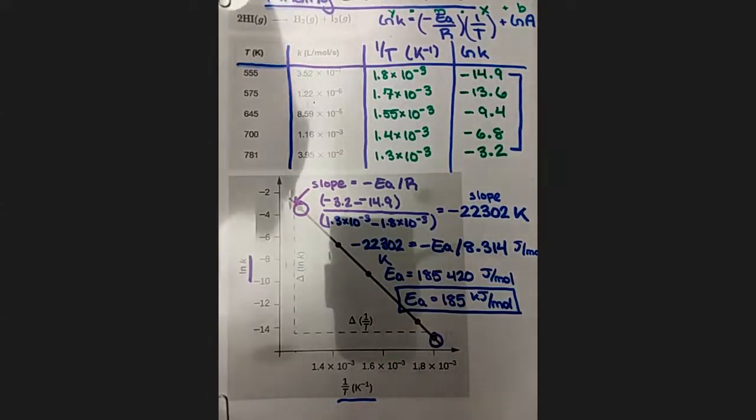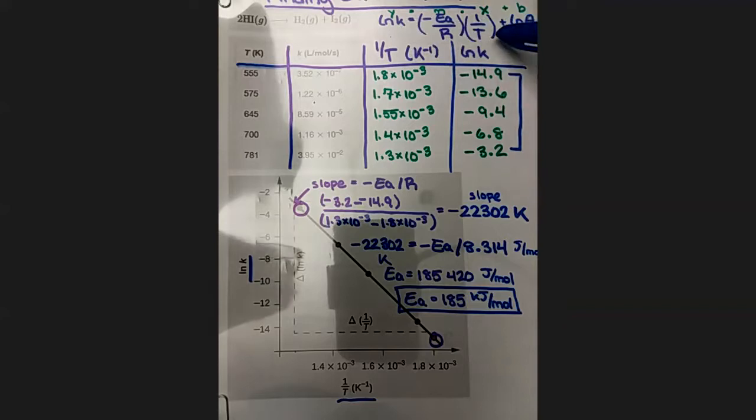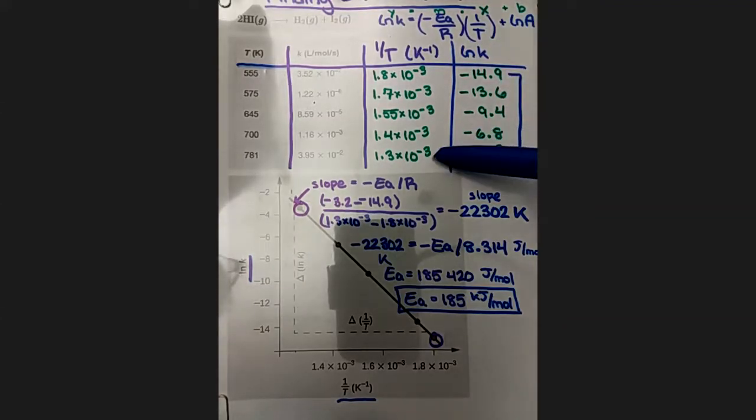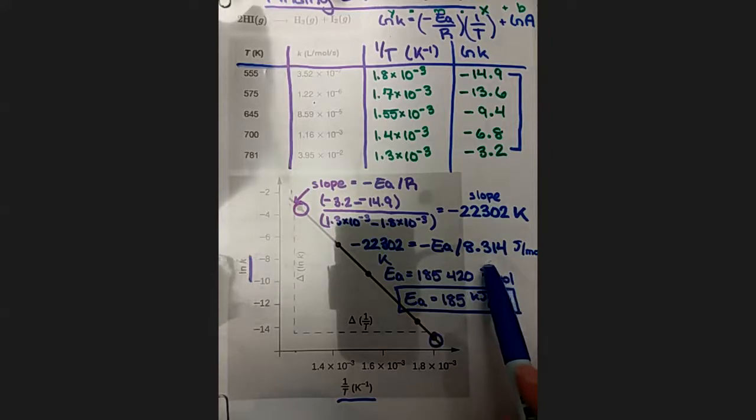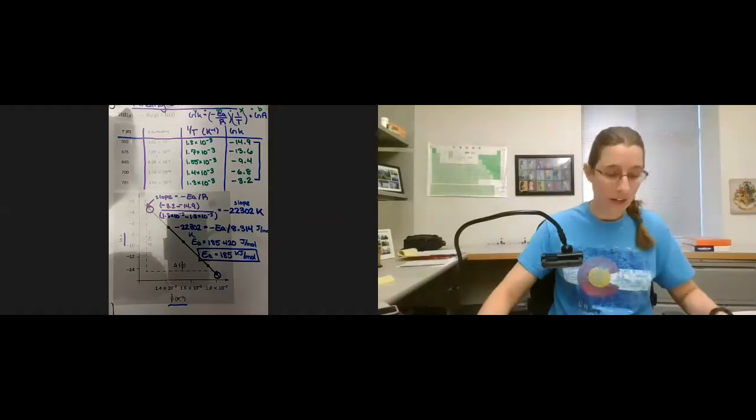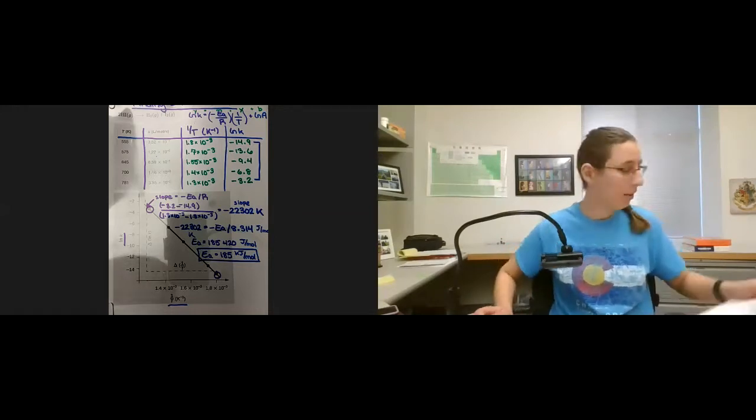There we are. So we used our linearized version of the Arrhenius equation. We plotted the natural log of K as the Y, 1 over temperature as the X, and then we did change in Y over change in X to find the slope. And then don't forget the last step, slope divided by that R constant. Okay, so we did it. It was a lot of work, but we did it.